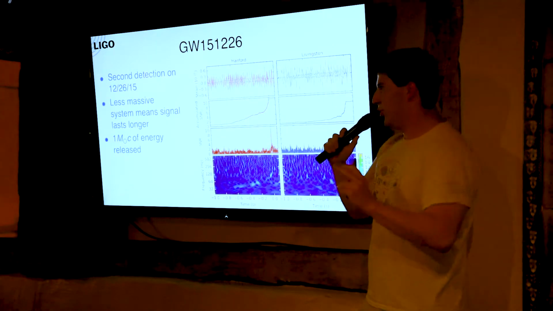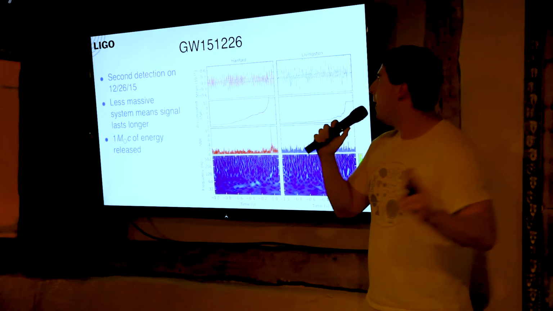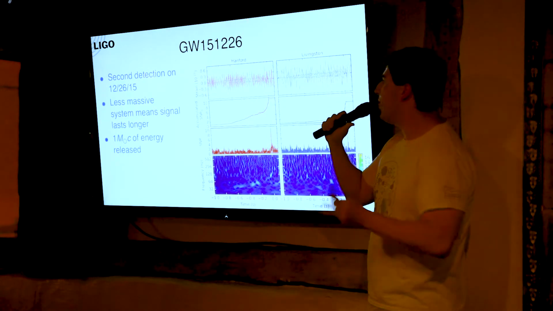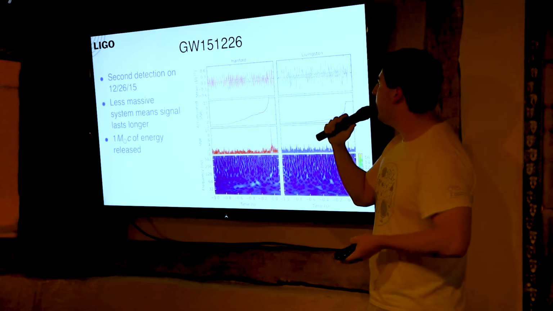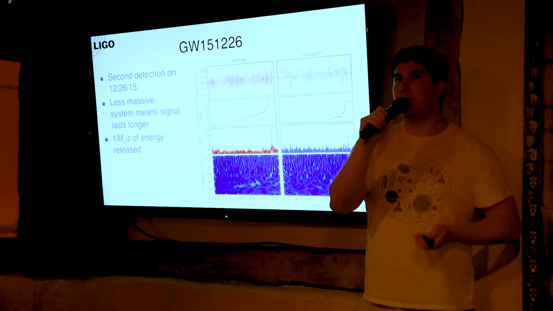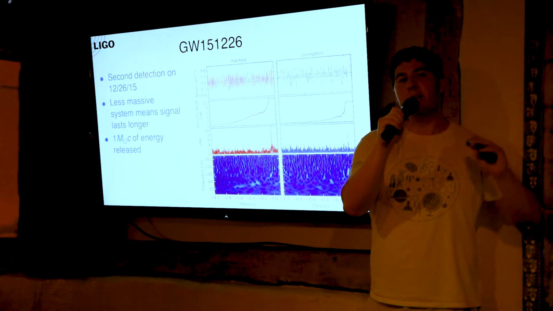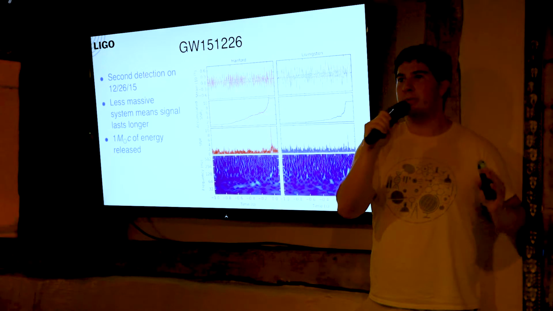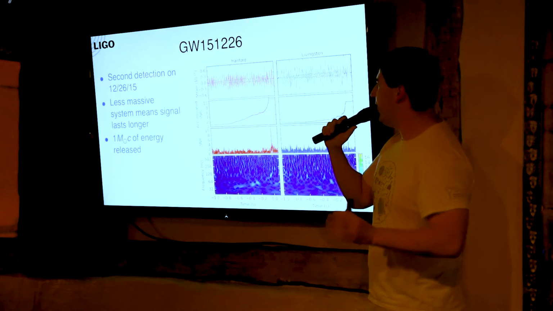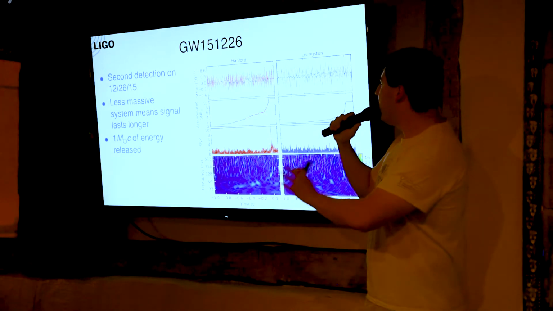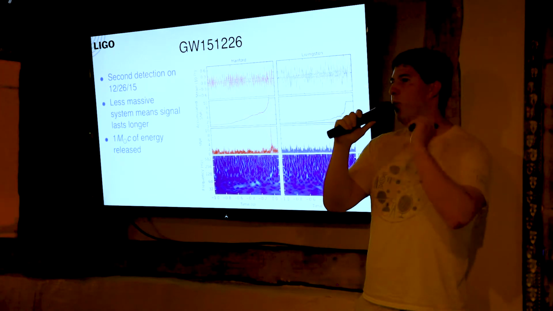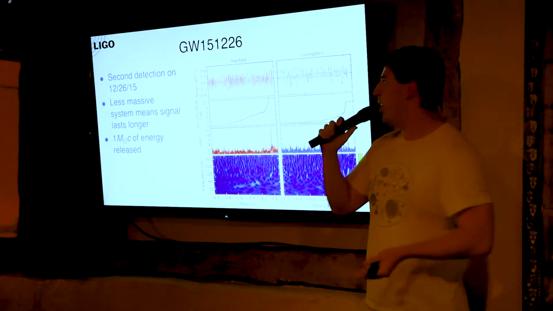And since then, there have been 2 more signals that were detected. This one was found just after Christmas in 2015. It was a less massive collision. So instead of the 30 solar mass objects before, now you had about 19 and I think 10. You had less energy released. This was equivalent to taking 1 sun and converting it to pure energy.